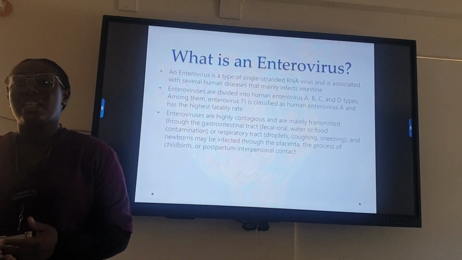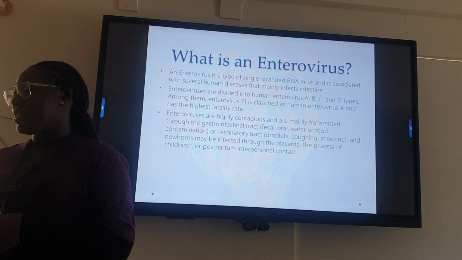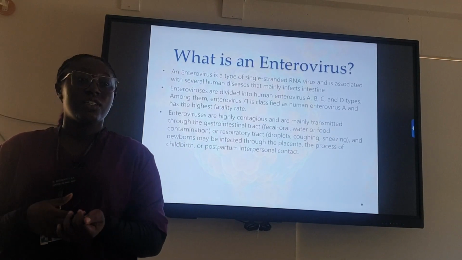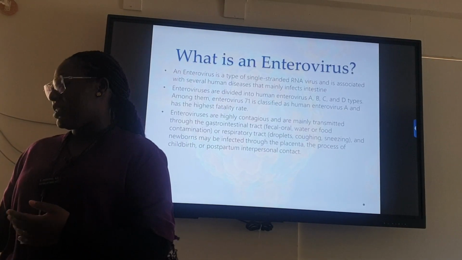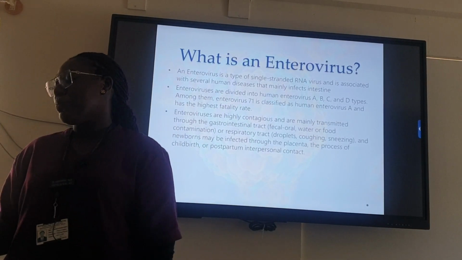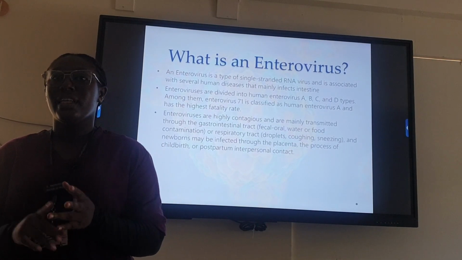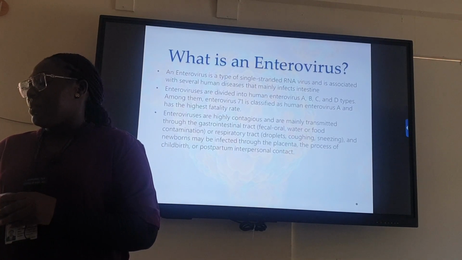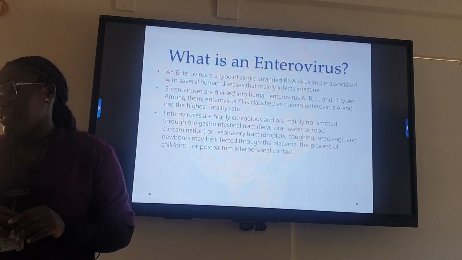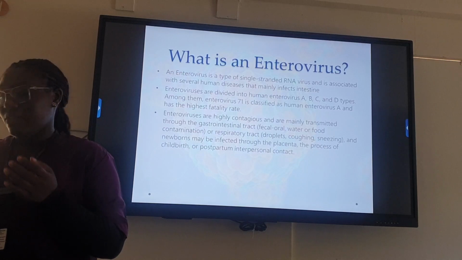So first of all, what's an enterovirus? An enterovirus is a type of virus that causes many human diseases and happens in the small intestine. It affects mainly the intestine. Enteroviruses are divided into human enterovirus A, B, C, and E types. Among them, one classified as human enterovirus A has the highest mortality.